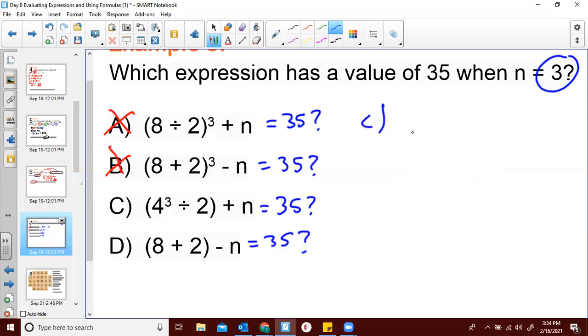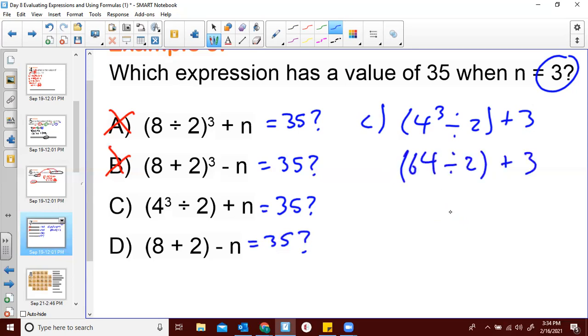We come to C, we're going to get 4 cubed divided by 2 plus n, which we know is 3. Well, we have a grouping symbol. Inside the grouping symbol, we have an exponent. So let's do that exponent first. So we're going to have 64 divided by 2 plus 3. Let's do our grouping symbol, which is going to be 32 plus 3, because 64 divided by 2. And when we add these together, we get 35.